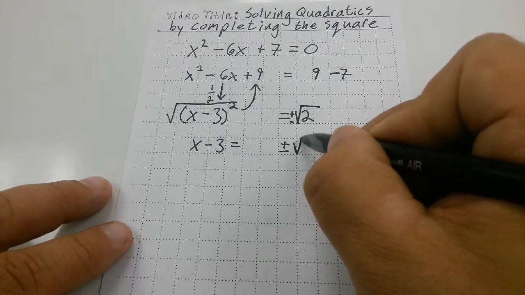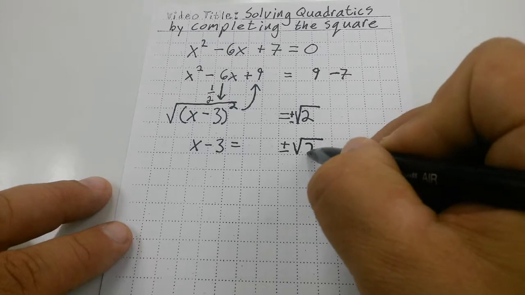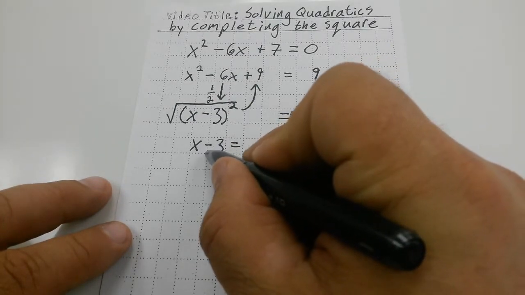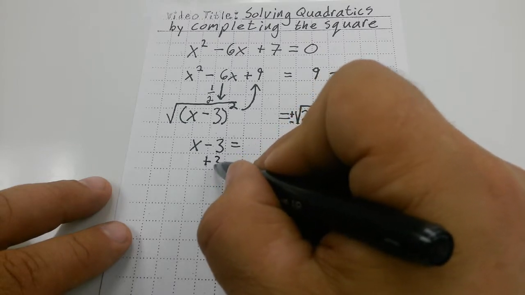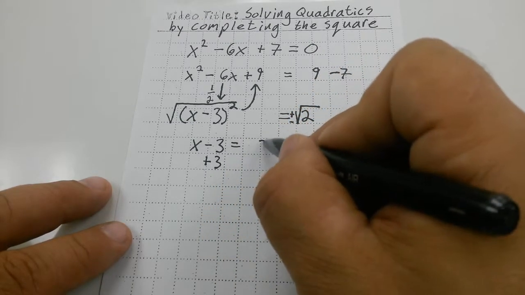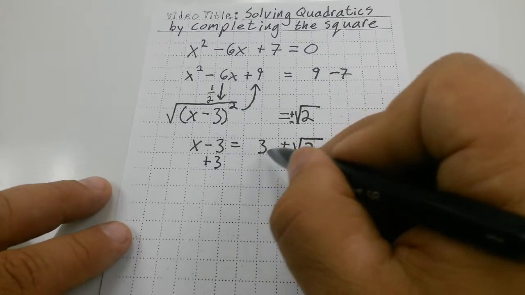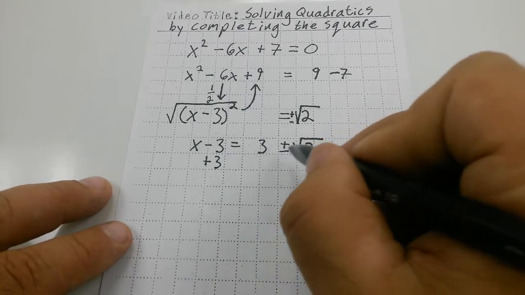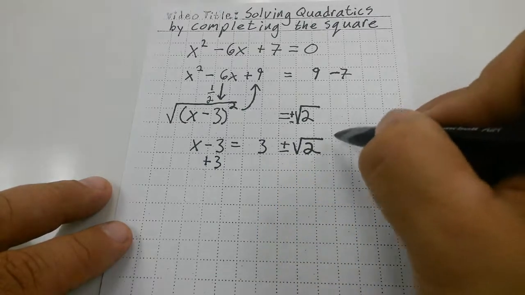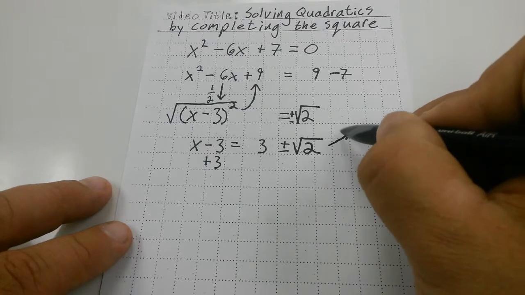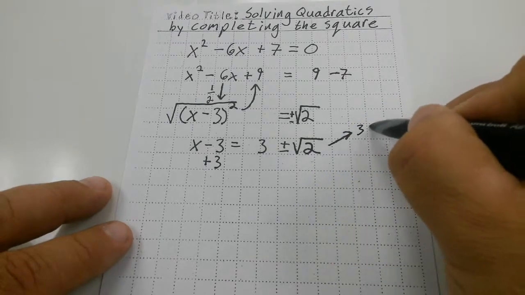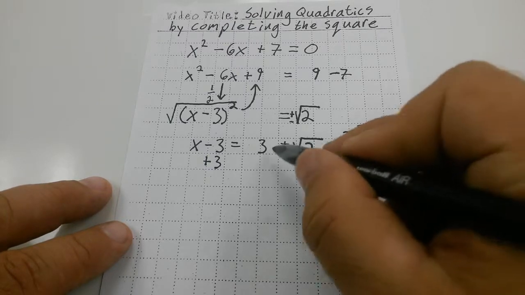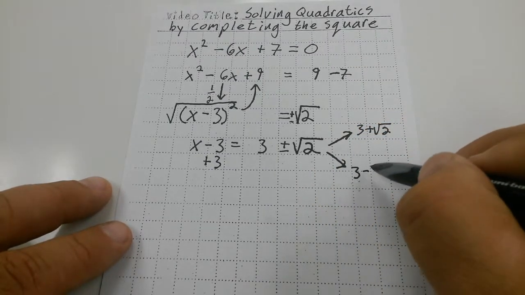The square root of 2 can't be simplified any further, so I'm kind of stuck with that square root of 2 there. Now, solving for x, I have to add 3 to both sides. When I add 3 to this side, I add 3 over here. Notice I left a little space there for convenience. And there's my two answers. Most people will accept that as your final answer. But if you want to split it up, that would give me 3 plus the square root of 2, and the other answer would be 3 minus the square root of 2.